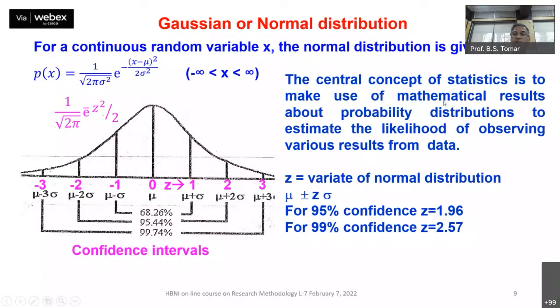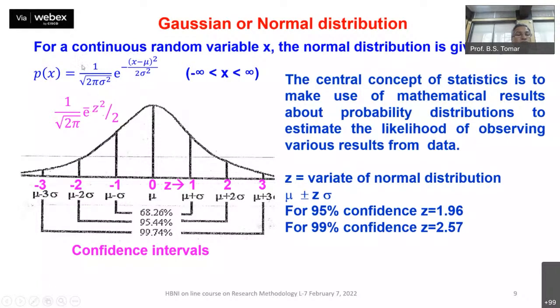The central concept of statistics is to make use of these mathematical results about probability distributions to estimate the likelihood of observing various results from this data. So we can concentrate on this graph, which is a Gaussian distribution for a continuous variable. I have given two x variables here.